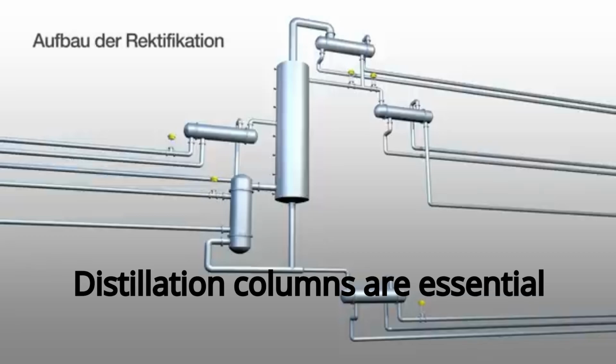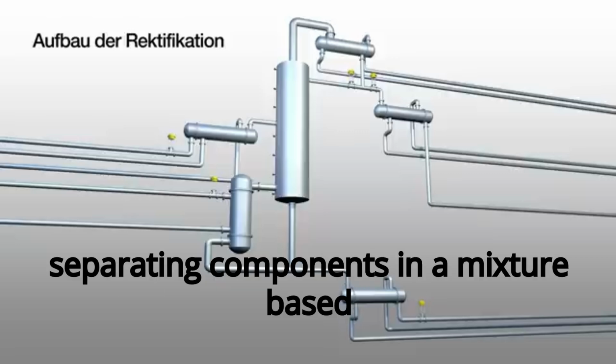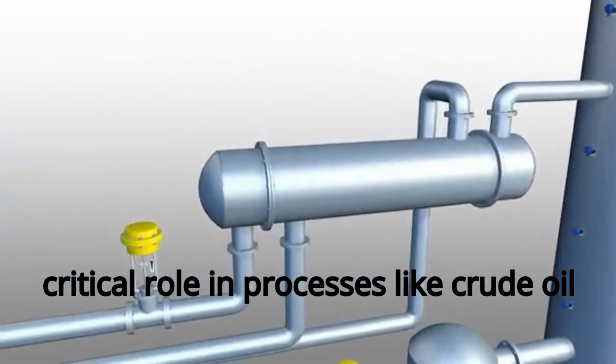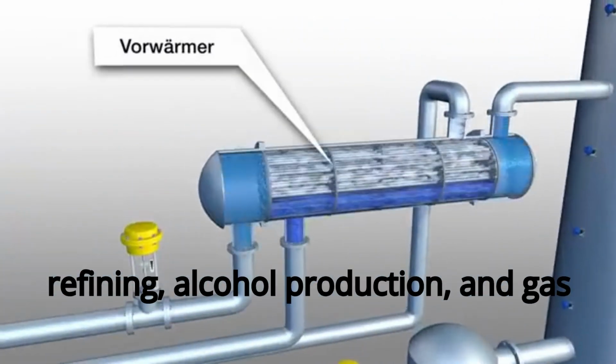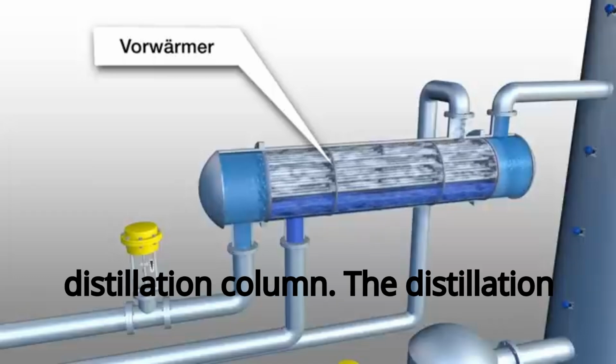Distillation columns are essential equipment in the chemical and petrochemical industries, used for separating components in a mixture based on their boiling points. They play a critical role in processes like crude oil refining, alcohol production, and gas purification. 1. Parts of a distillation column.